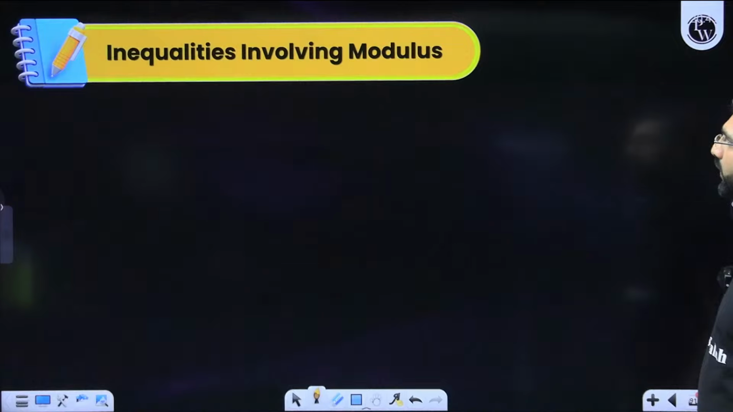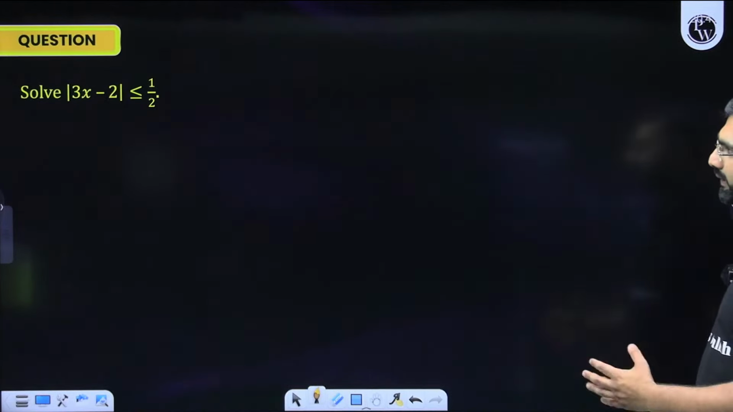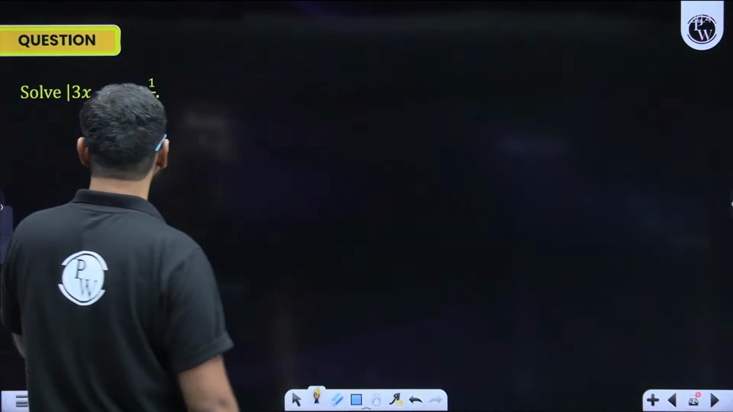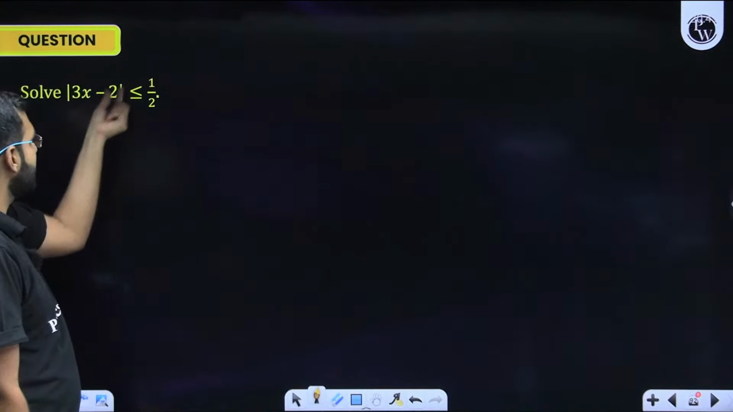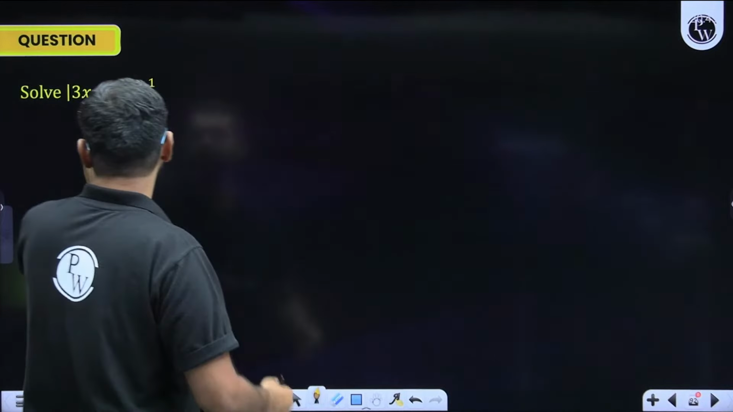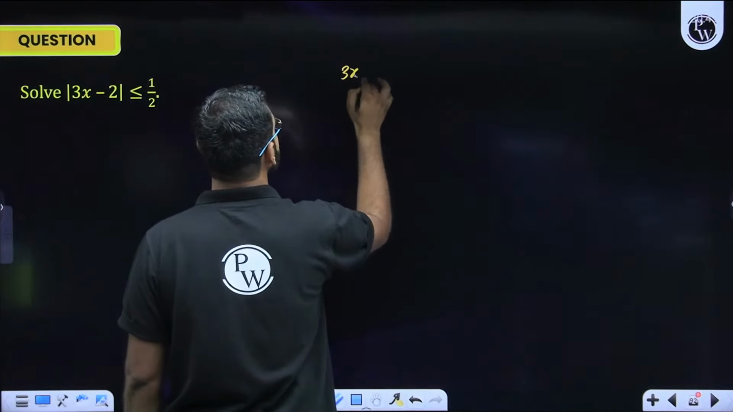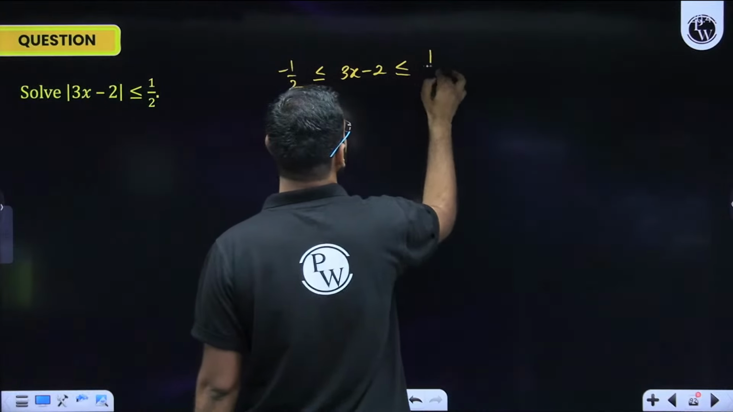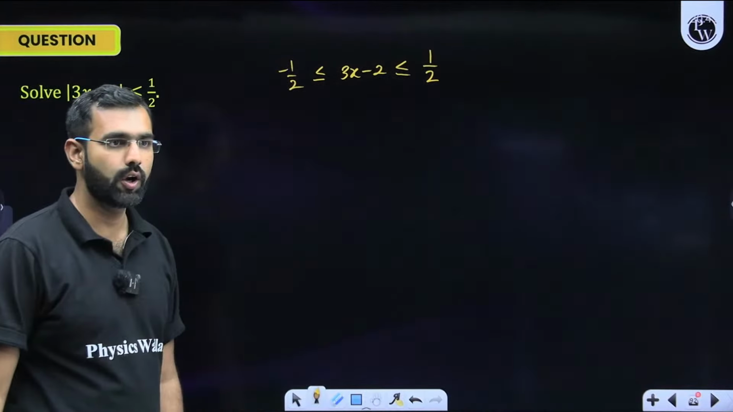From here, when we solve inequalities involving modulus, we have already done that part. This is exactly what I am going to discuss now, although we have given clarity on that. We did discuss that if mod of x is less than a, then x lies between minus a and a. Do you remember that? So if I remove the modulus sign, 3x minus 2 will lie between minus 1 by 2 and 1 by 2. Do you all remember that?